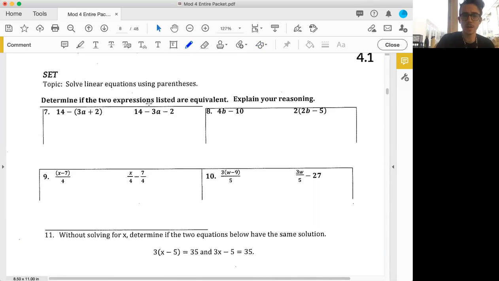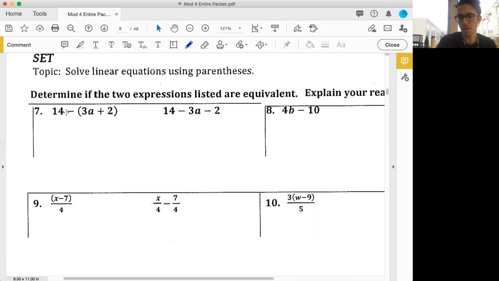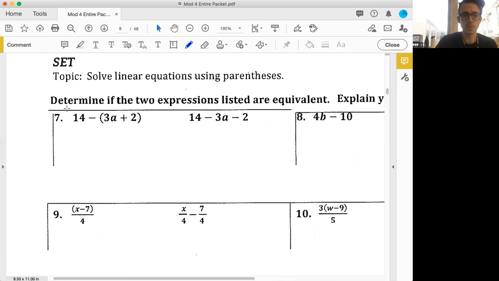The set asks us to determine if the two expressions listed are equivalent. Explain your reasoning. All right, let's do 7 and maybe 9 and 10. We'll see. So this is 14, and we're deducting. So notice, we're deducting all of this here, this 3a plus 2. So we can distribute that to show that we're subtracting all of this.